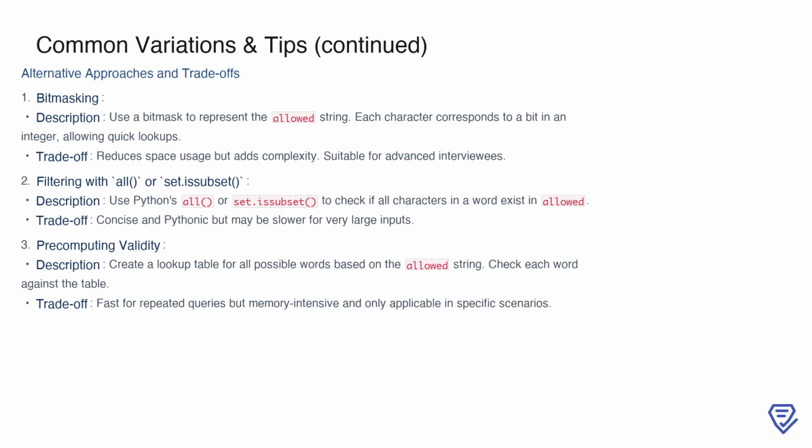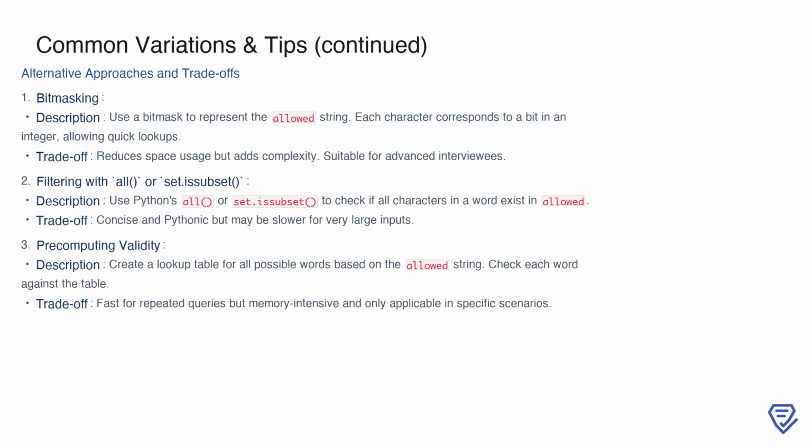There are also alternative approaches you can explore for solving this problem, each with its own trade-offs. One advanced technique is bit masking. Here, you represent the allowed string as a bit mask, with each character corresponding to a specific bit in an integer. This allows for quick lookups and operations, but it adds complexity and is more suited for advanced interviews.